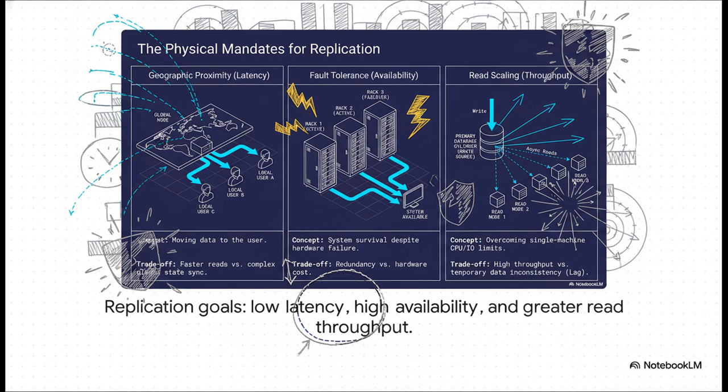First, latency. If your users are in Japan and your data is in Virginia, physics is working against you. You have to move the data closer to people to make things fast. Second, availability. Look, machines fail. It's not an if, it's a when, and your entire service can't go down just because one server did. And third, throughput. You can only hit a single machine with so many read requests before it just gives up. You need to spread that load across multiple copies.